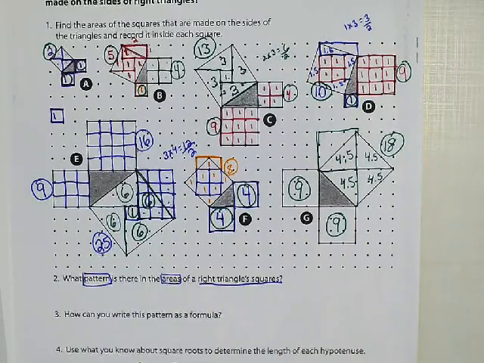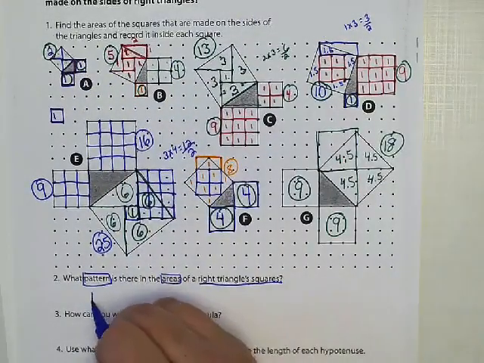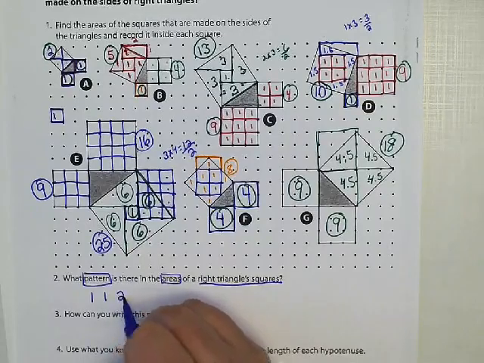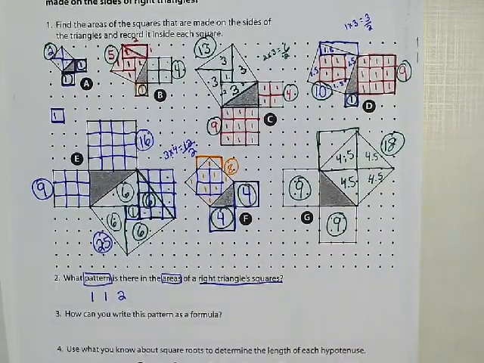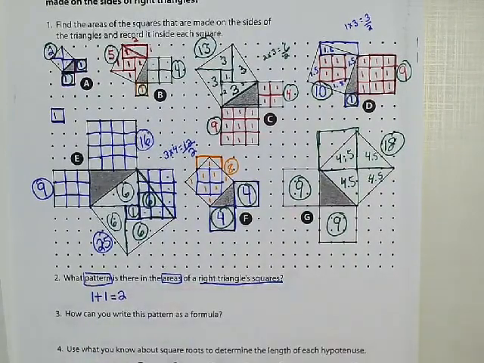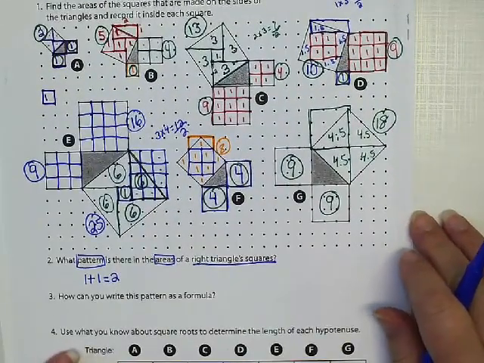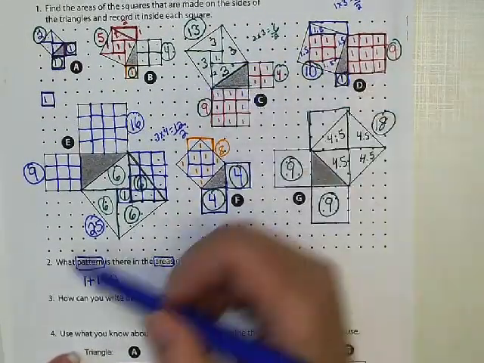Now, I know I asked you what the pattern is, so let's talk about it. When I look at A, right here, I saw that I had a 1 and a 1 for my legs, and a 2 for my area. And I said that if you take 1 plus 1, that would equal 2. Then I said, well, that's interesting. I wonder if B would do the same thing. So this is A.